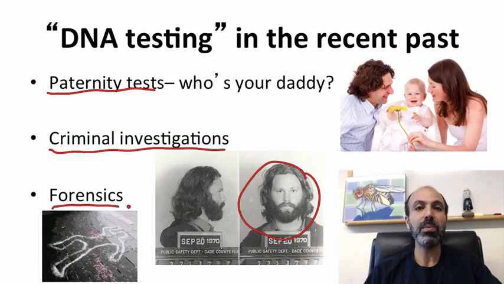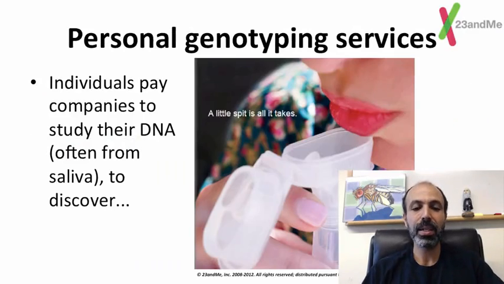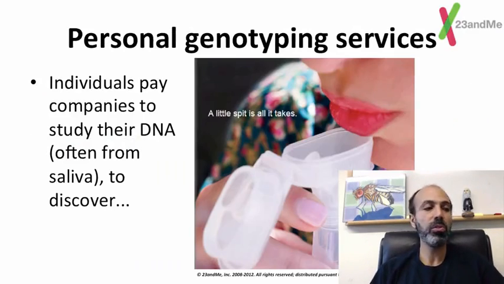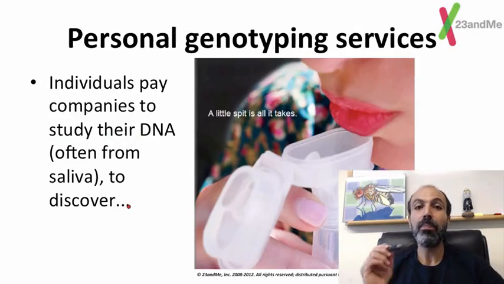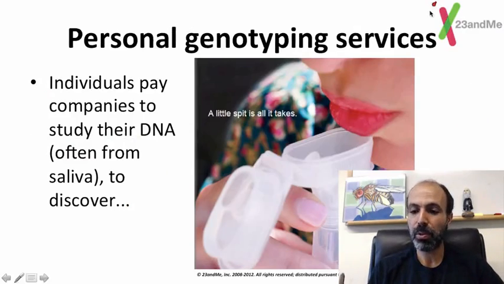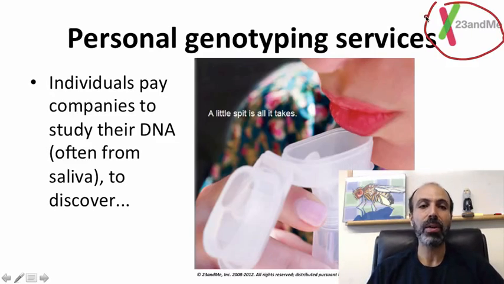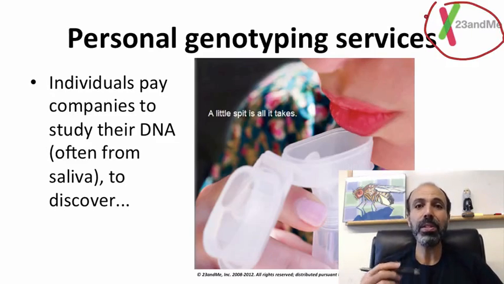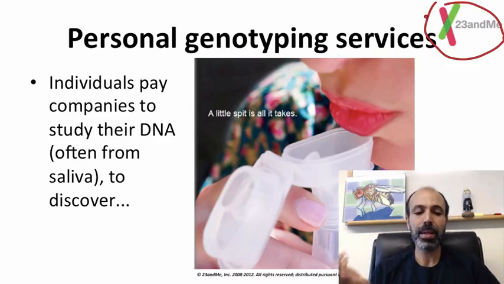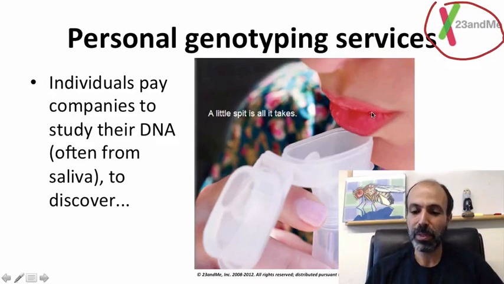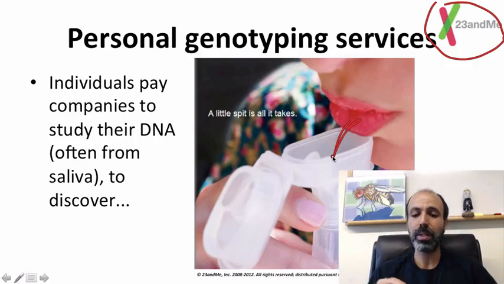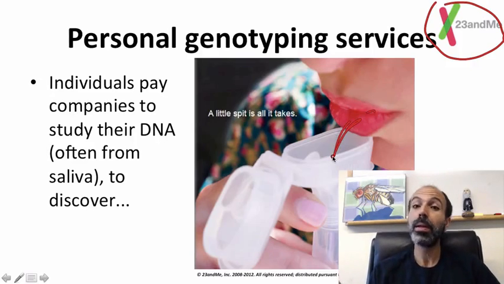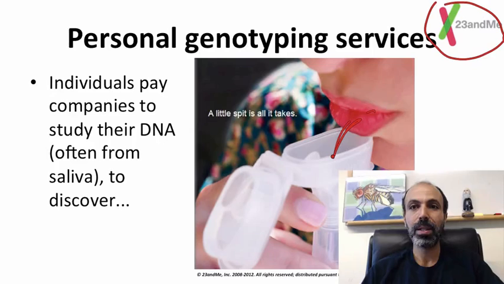More recently, we've seen much more exciting forms of DNA testing, and these come up in the context of personal genotyping services. Many companies offer these, 23andMe being just one example, but what happens is that individuals will pay the companies to study their DNA, typically from spit. So they'll spit a little bit into a tube, mail it off to the company. And what information do they get from this, from the personal genotyping service? Well, they get quite a bit.